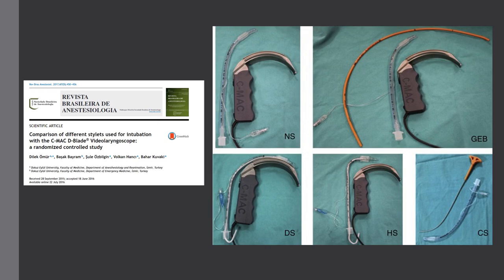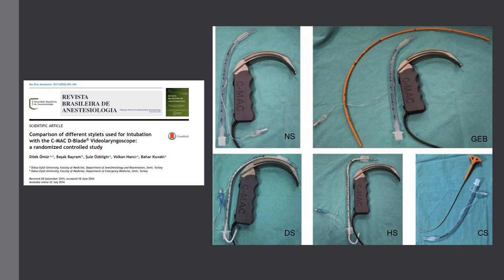The second reference is from the Brazilian Journal of Anesthesiology, and this is an article where they look at comparing different stylets and different angulations of the stylet, and therefore the tube, to aid video laryngoscopy and intubation with the D blade. And I think it's quite a cool picture because it shows you the different options in terms of how far one wants to angle the tube, and then using preformed stylets or malleable stylets or gum elastic bougies.